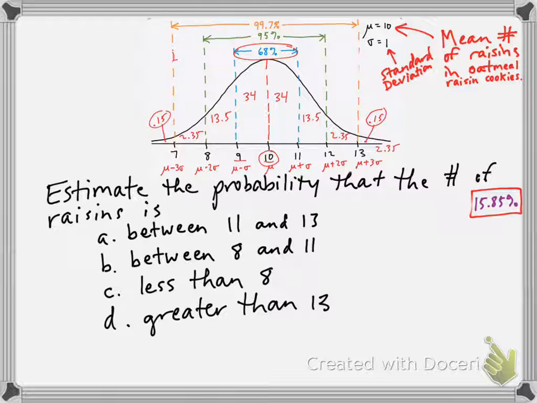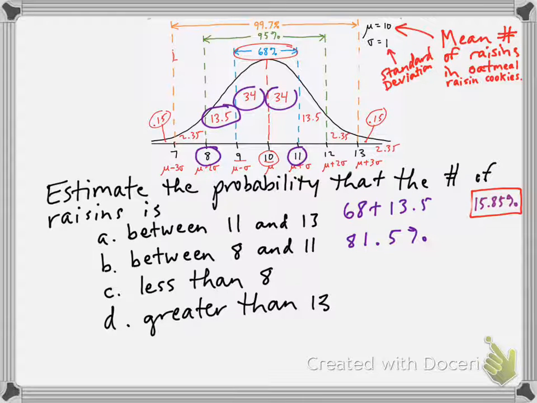Between 8 and 11. We identify where's 8 and where's 11, and we just add up these numbers in between. Each of those sections, that's a 68 plus 13.5, which would be 81.5%. This is, in my opinion, the easiest way to do these problems. I'm hoping you're enjoying it. If you had no idea how to do these problems, then you should be having fun at this point.